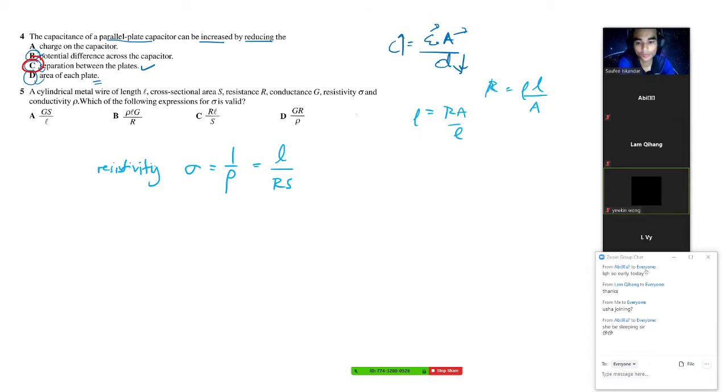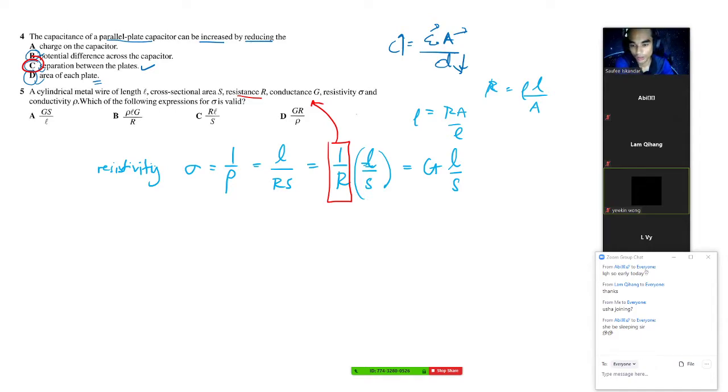Okay, so L over R S. In this case, we have 1 over R equals 1 over R times L over S. The 1 over the resistance is actually the conductance. Okay, it's a conductance. So you have G L over S.